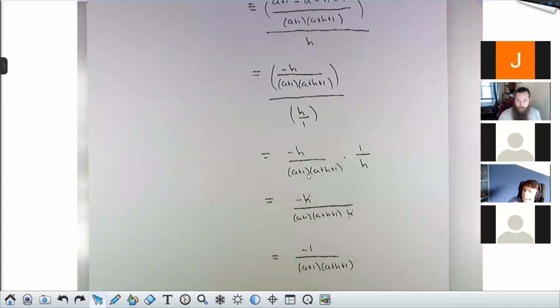I know it's something of a long problem, so I'd love to hear what you guys are thinking. Is there any step here you want to look at more closely?